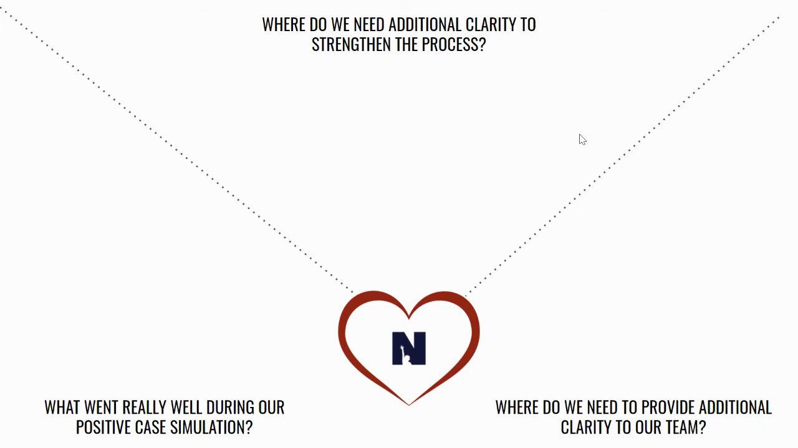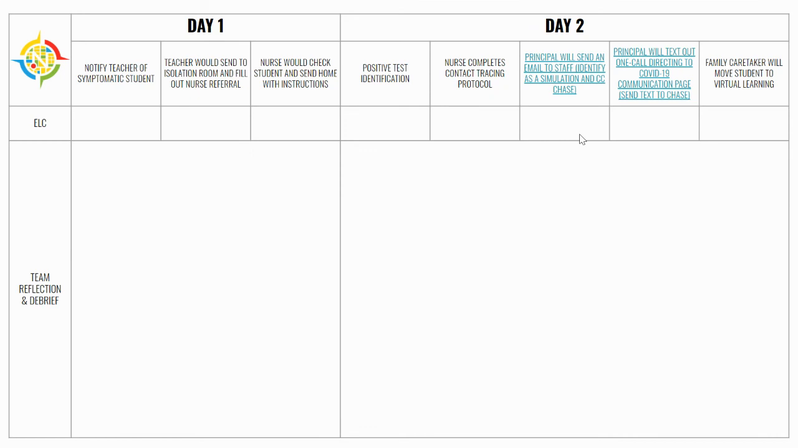Really, what went well during this? Where do you need additional clarity to strengthen this process? And then maybe you have clarity, but where do you need to provide that clarity to your team or teams at the local school level? Just as a reminder, this is where you'll be. It'll be a 2-day process.